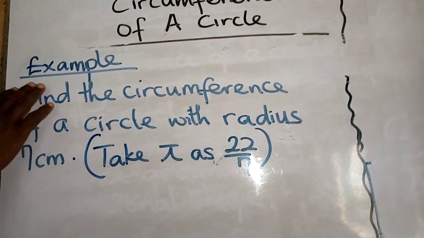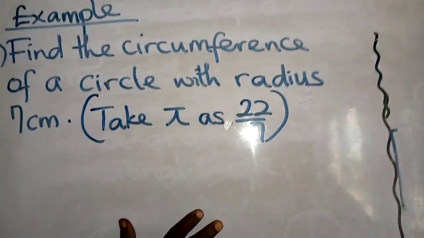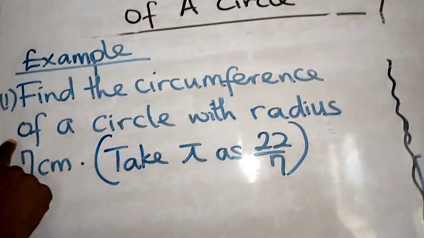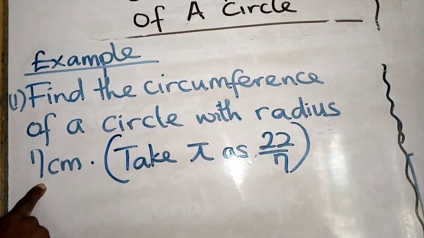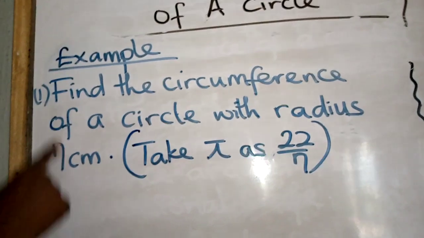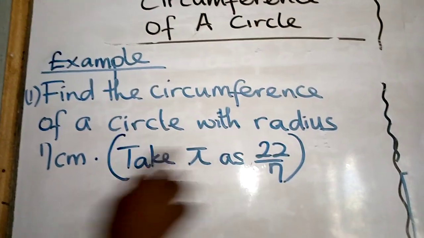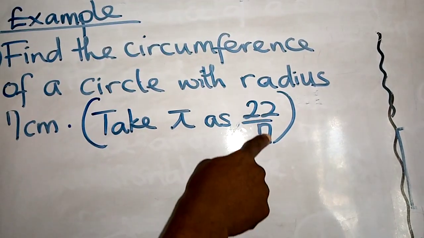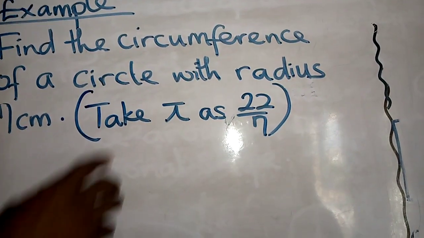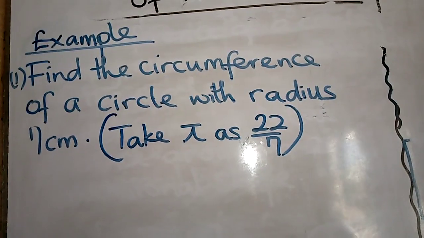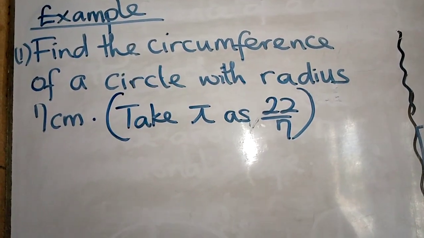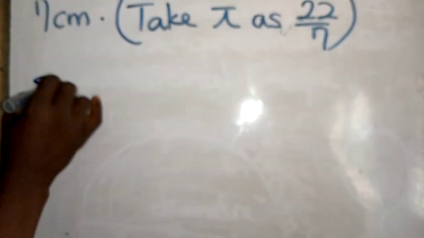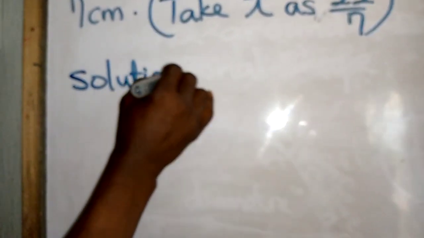Let us look at this example and solve it together. Example 1. Find the circumference of a circle with radius 7 cm. Take pi as 22 all over 7, meaning that pi is equal to 22 all over 7. Let us interpret it so that we can have a better understanding. Our solution.